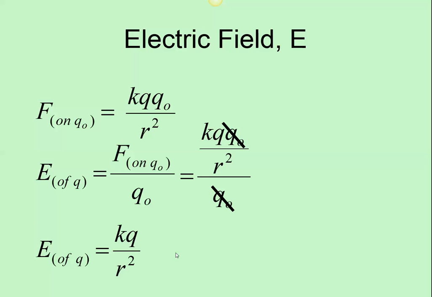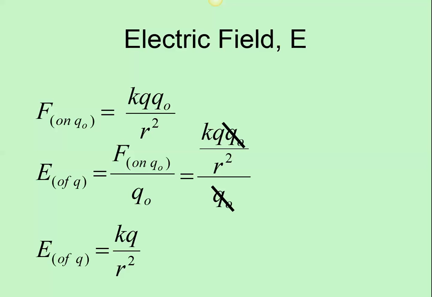And that leaves us with this third formula here, that the field, the electric field of that source charge, is only related to Coulomb's constant times the magnitude of the source charge and divided by the distance you are from that source charge.